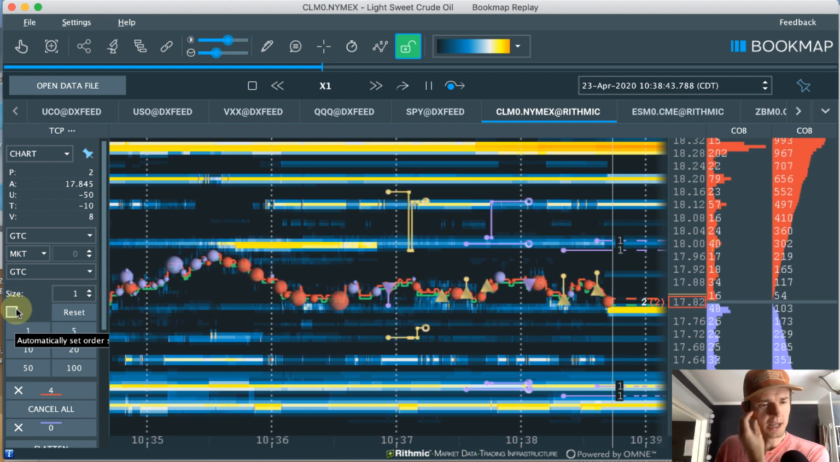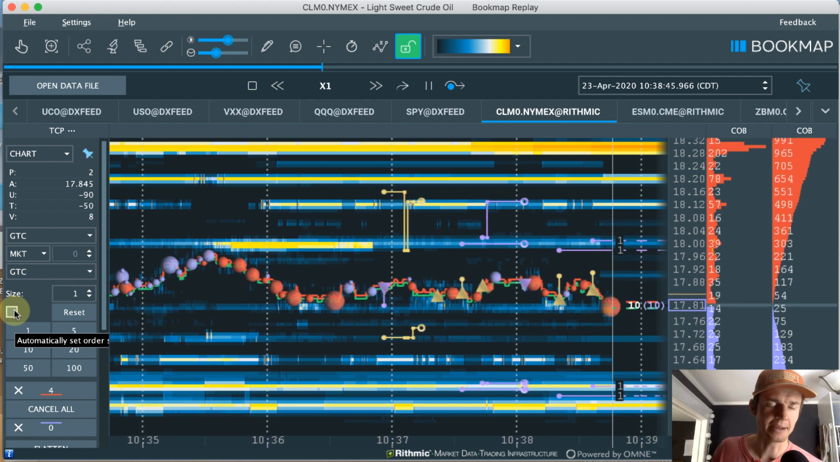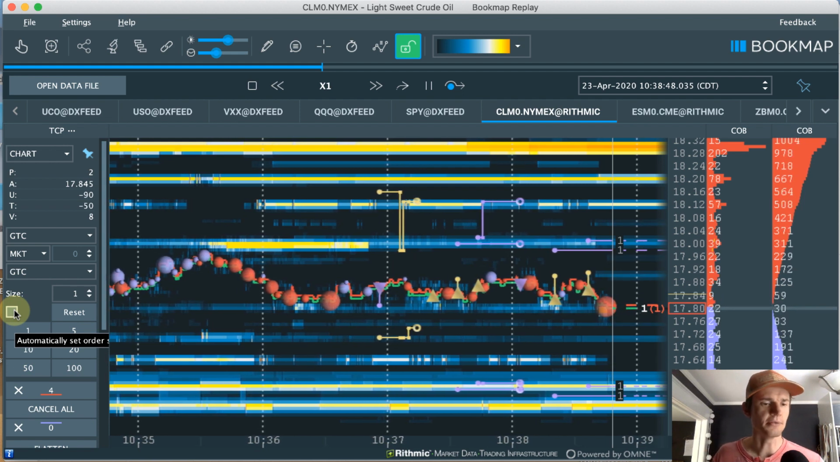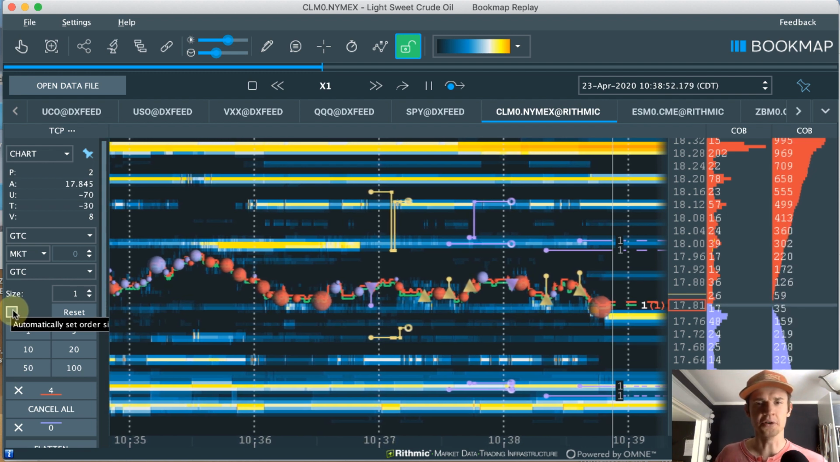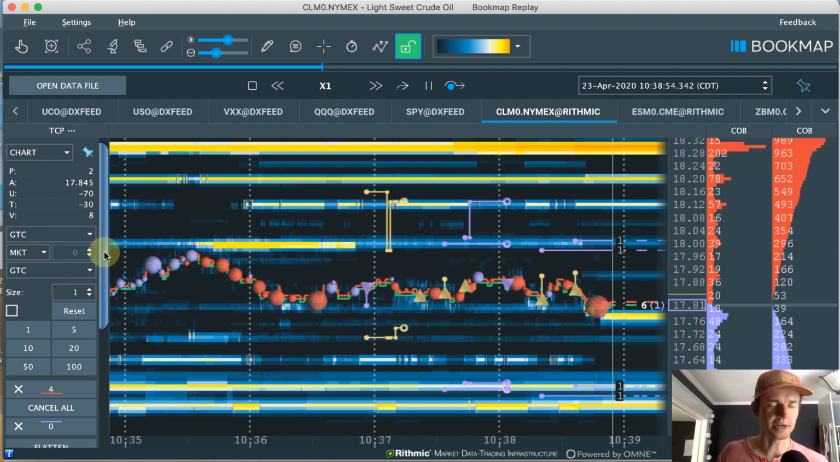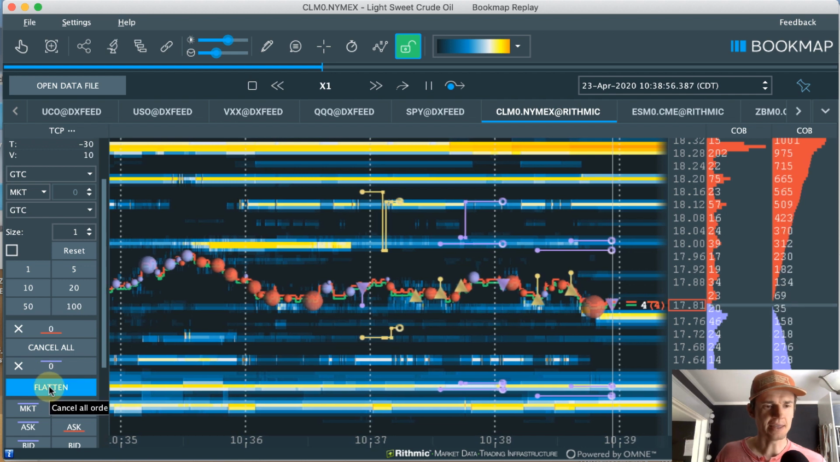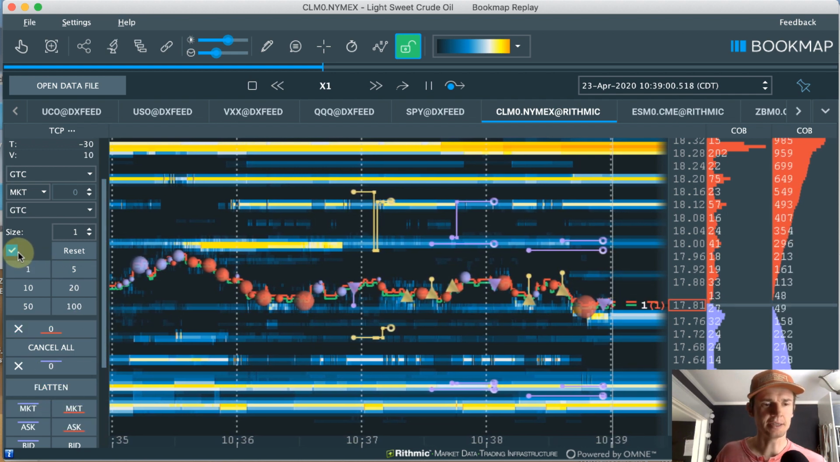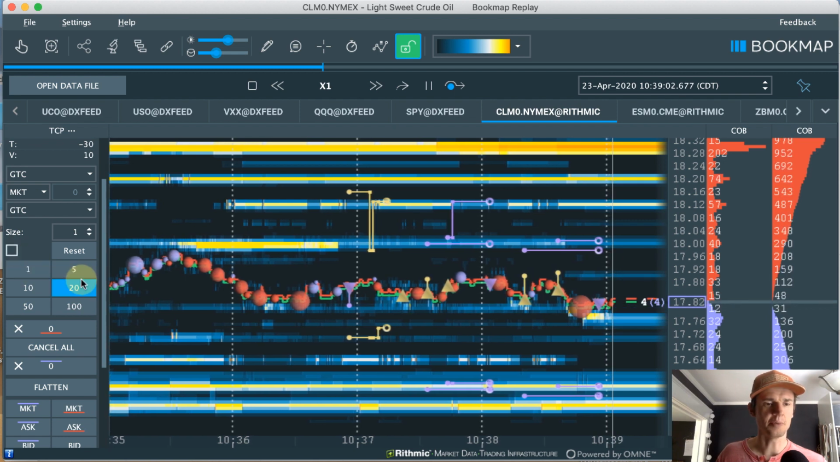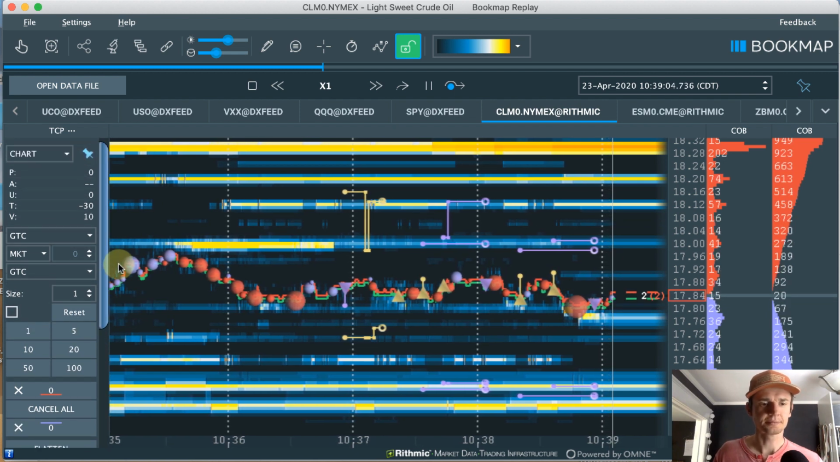Learn something new every day. So this little box right here, I apparently had unclicked that long ago and forgot what it did. This little box resets your orders to 0 every time you click. That's what the frustrating part was. So let's flatten that out. Get those all out of there. So we got rid of that box. So now you know what that box does. It automatically sets the order back to 0.